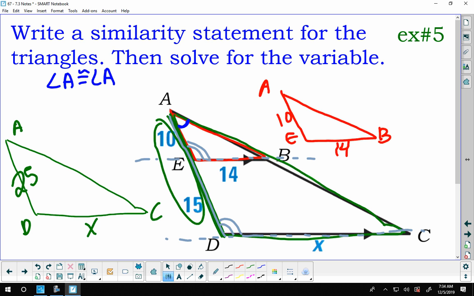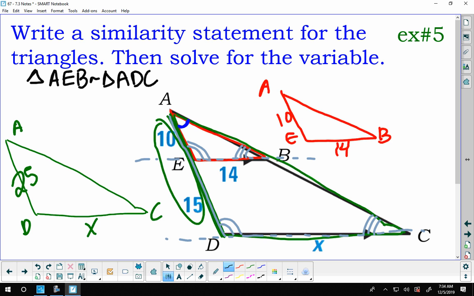And we also have another set of corresponding angles here. They're both in the top left position, so they're congruent to each other. So we do know that these two triangles are similar, which is why we can write a similarity statement. So let's do that first. We know that triangle AEB, so that's my small triangle, is similar to triangle ADC.